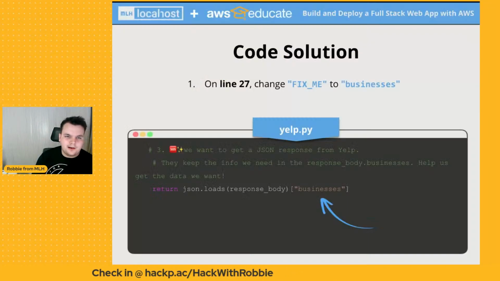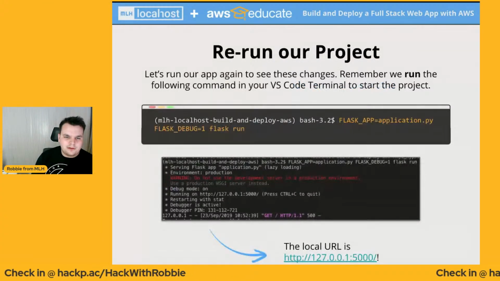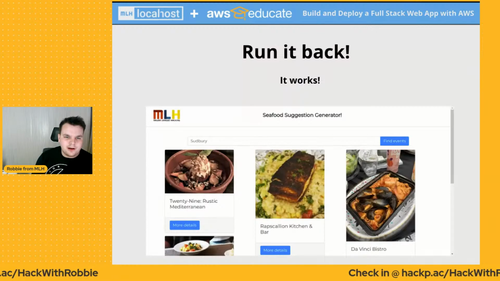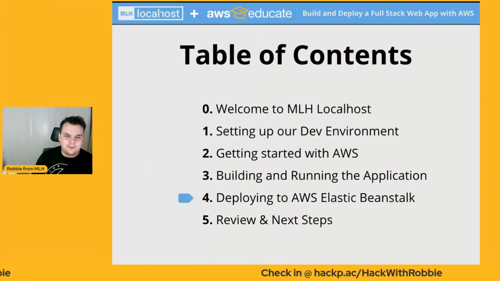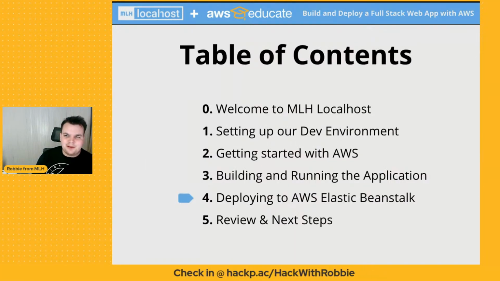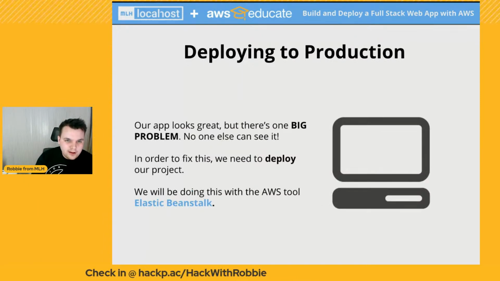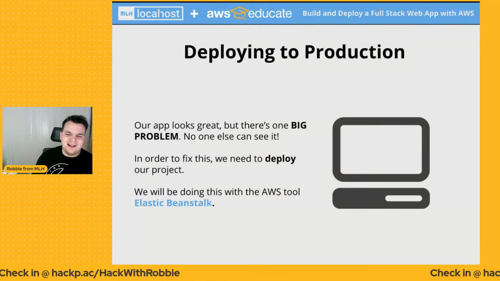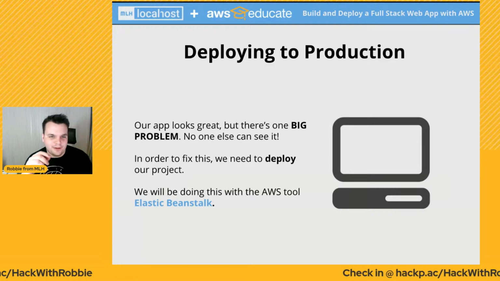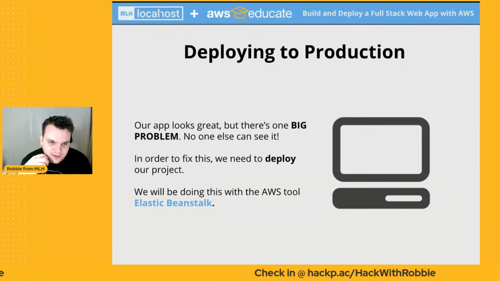If I go back to the slides. Rerun the project. Yeah, we've done that. Run it back. It works. Yep, it does. Amazing. Boom. Deploying to AWS Elastic Beanstalk. Let's go. Our app looks great, but there's one big problem. No one else can see it. Whoever wrote these slides was a comedy genius.